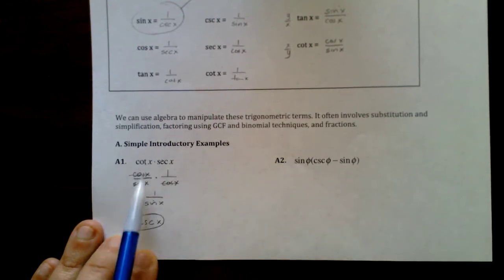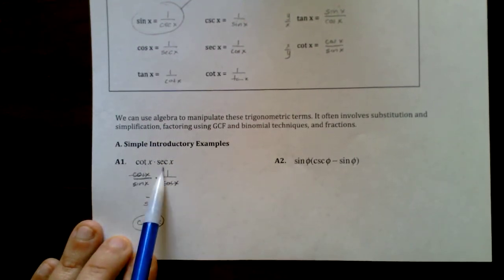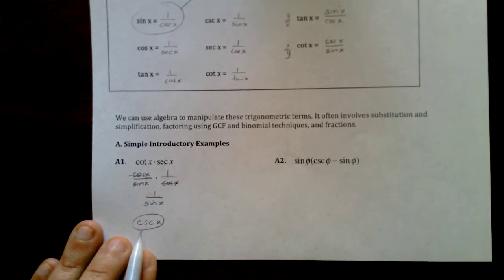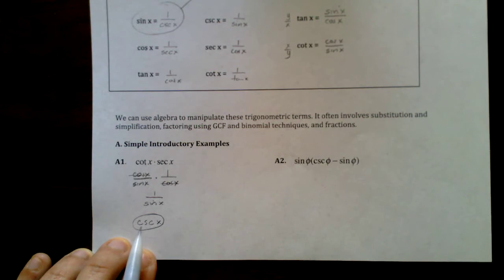So what that means is that I could take the product of these two answers, and it should equal the same thing as just whatever the cosecant of the angle originally was.